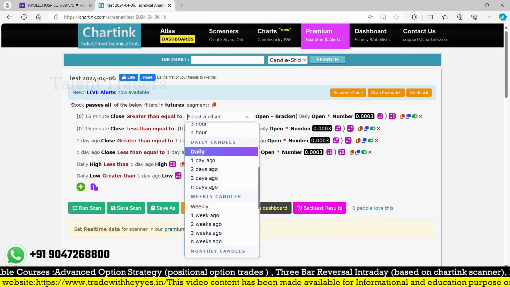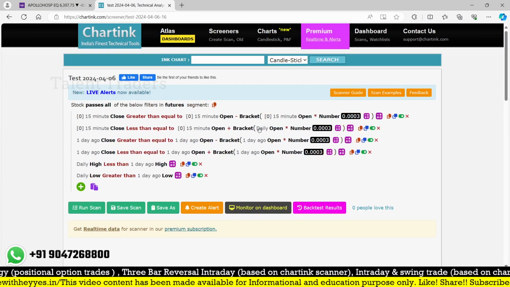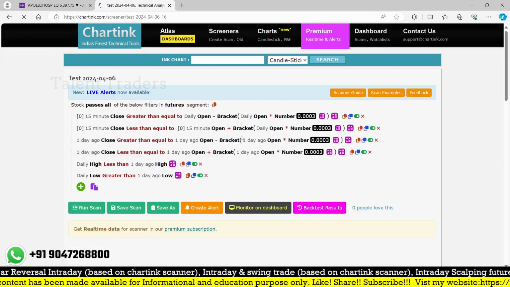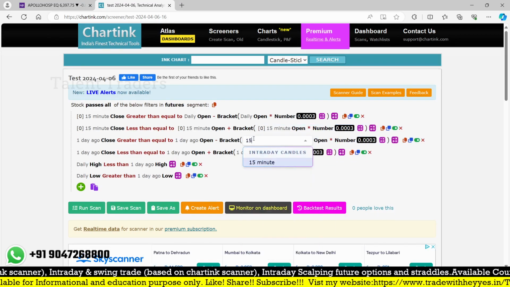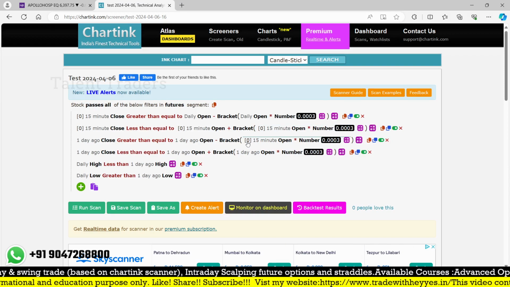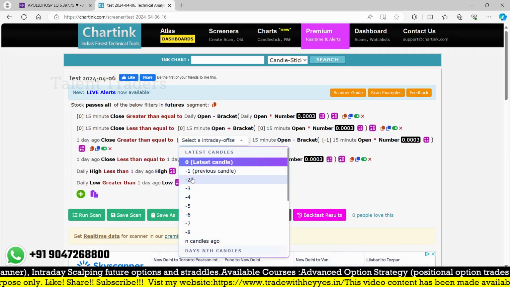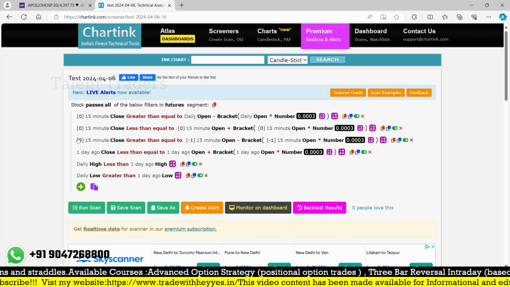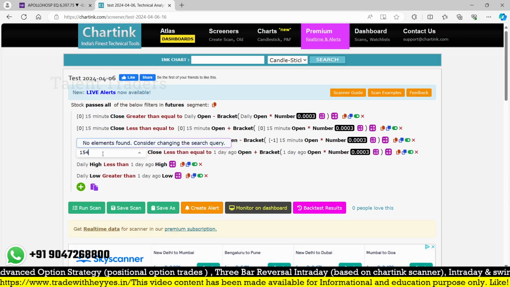Same, daily also you need to change, and whatever is daily, it's 15 minutes. If it is one day ago, I think it is not loading. Wherever it is one day, you should use minus 1, 15 minutes. Then it will work for whatever time frame you require. If it is 1 day ago, you should use minus one candle. If it is daily, it should be a zero candle.